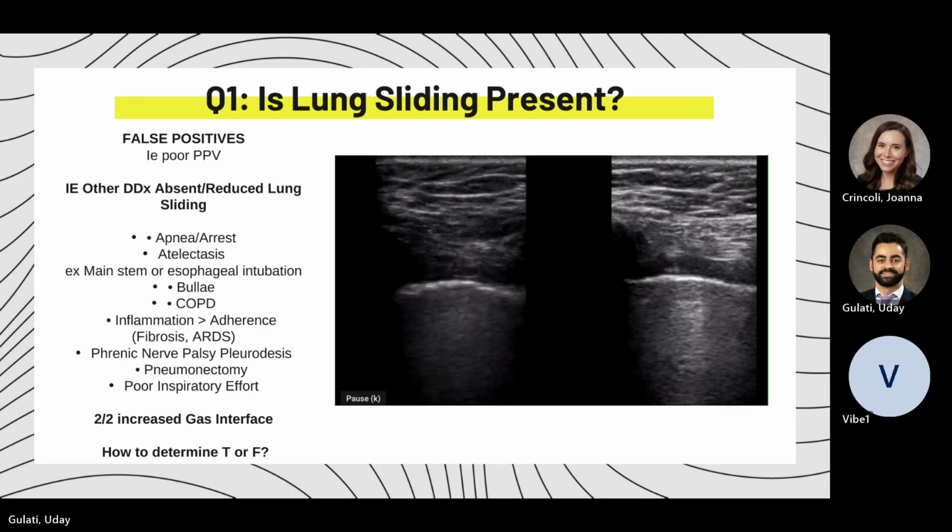Or if the patient has really bad bullae, from severe emphysema, or your really bad ARDS patients where the lung has become fibrotic, or some of those patients who, from maybe a pleurodesis, damaged the phrenic nerve. Maybe they've had a prior pneumonectomy, or they're just so deconditioned that their inspiratory effort is pretty much gone. These patients will present with a lack of lung sliding, and the question is, how do I differentiate these differentials from a pneumothorax?